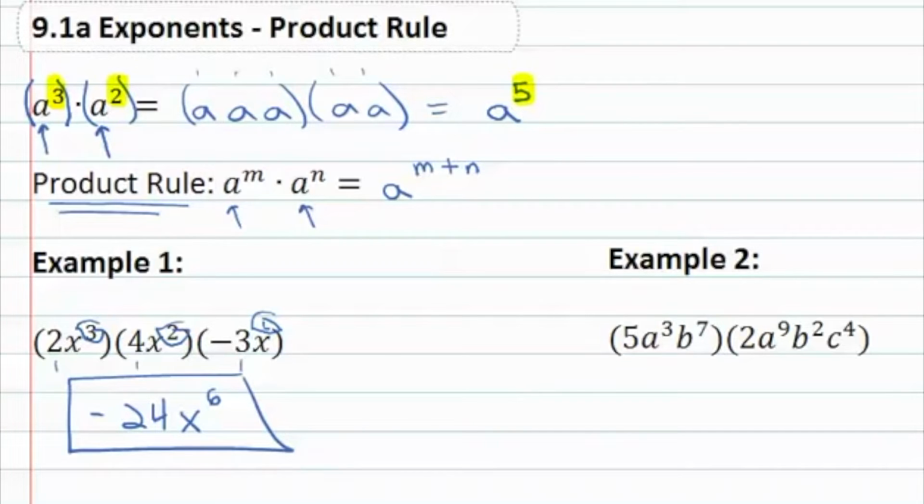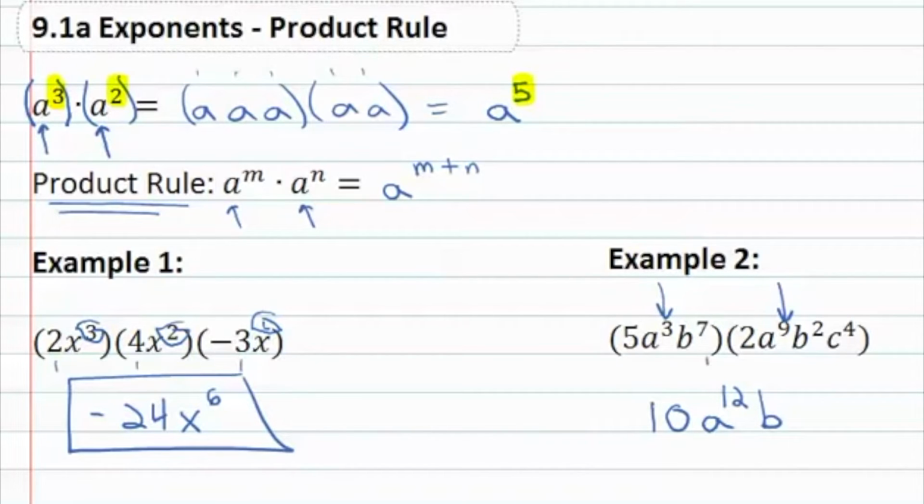Let's try one with several variables in it. 5a cubed b to the 7th times 2a to the 9th b squared c to the 4th. Multiplying the numbers, 5 times 2 is 10. And then we'll look at each variable. On the a's, there's 3 here and 9 here. Add those together, we get a total of 12.